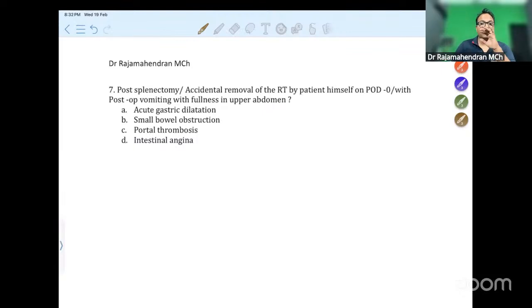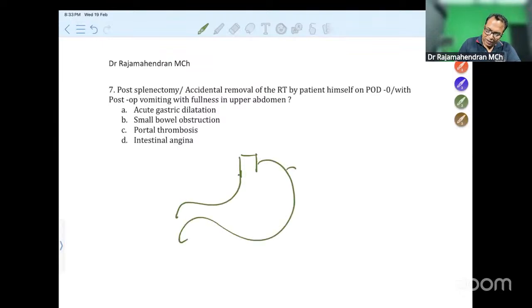Post-splenectomy, accidental removal of the Ryle's tube by the patient himself on post-operative day 0, with post-op vomiting and fullness in the upper abdomen. What is the diagnosis? It is one of the early complications, very common, seen after ligating the short gastric vessels. The short gastric vessels which are going like this are all cut when we are doing the splenectomy. The stomach can go for a type of ileus that is called acute gastric distension, or it can even go for ischemic necrosis.